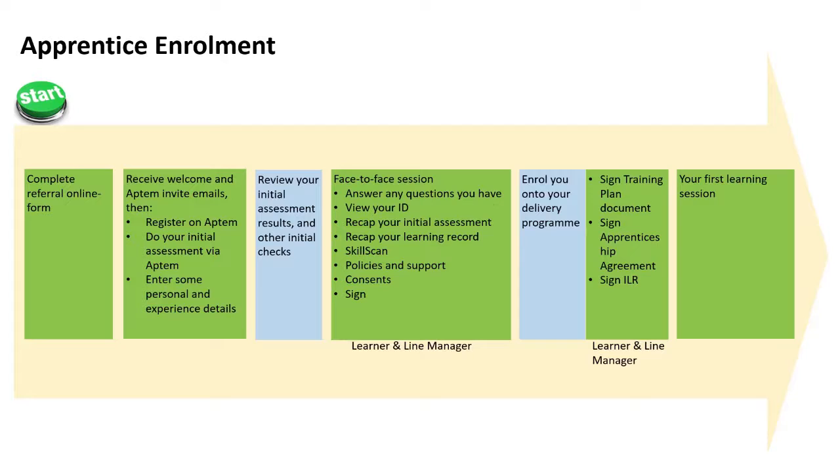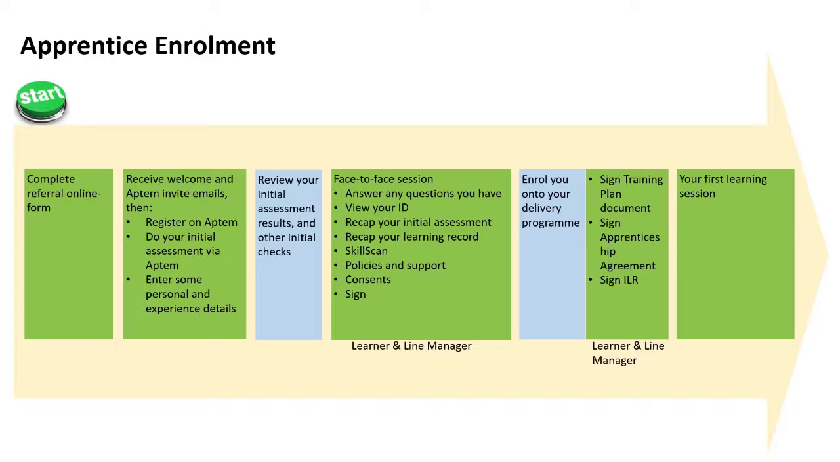If you haven't already received one, you'll get a link to complete the referral form. And once you've completed that, you'll then receive a welcome email and an email for you to register on the Aptem system. Once you've registered, we'll ask you to do your initial assessment and enter some additional personal and experience details. Following that, there'll be a face-to-face session with your enroller, and you can ask them any questions you have, or then carry on your enrolment by asking to look at your ID.